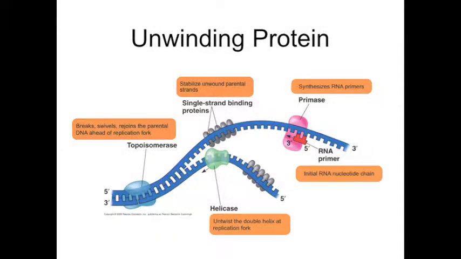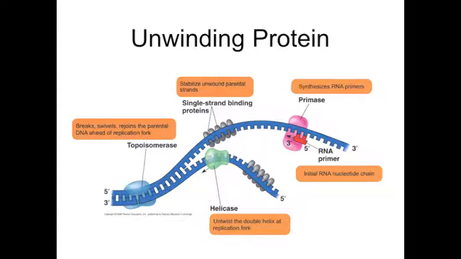Unwinding of the parental DNA involves several proteins. An enzyme called helicase untwists the double helix at the replication fork, and the single strand binding protein stabilizes the unwound strands by preventing the formation of hydrogen bonds between the nitrogenous bases of the two strands.